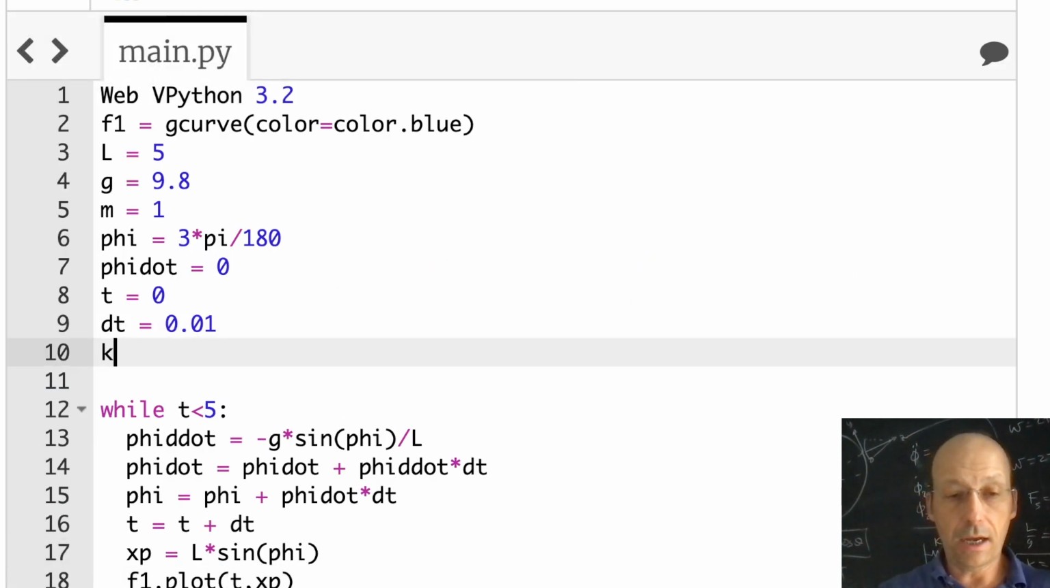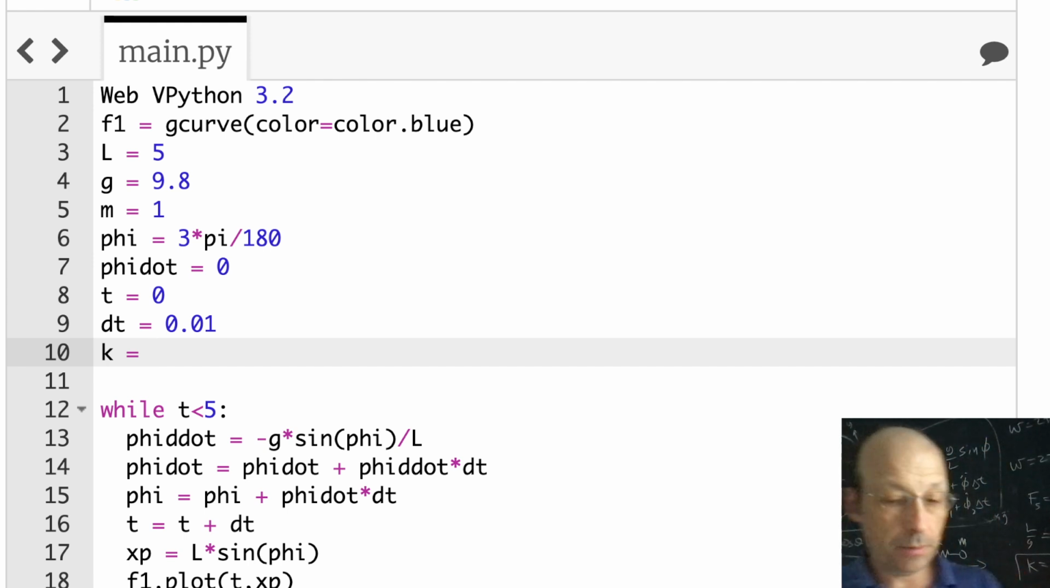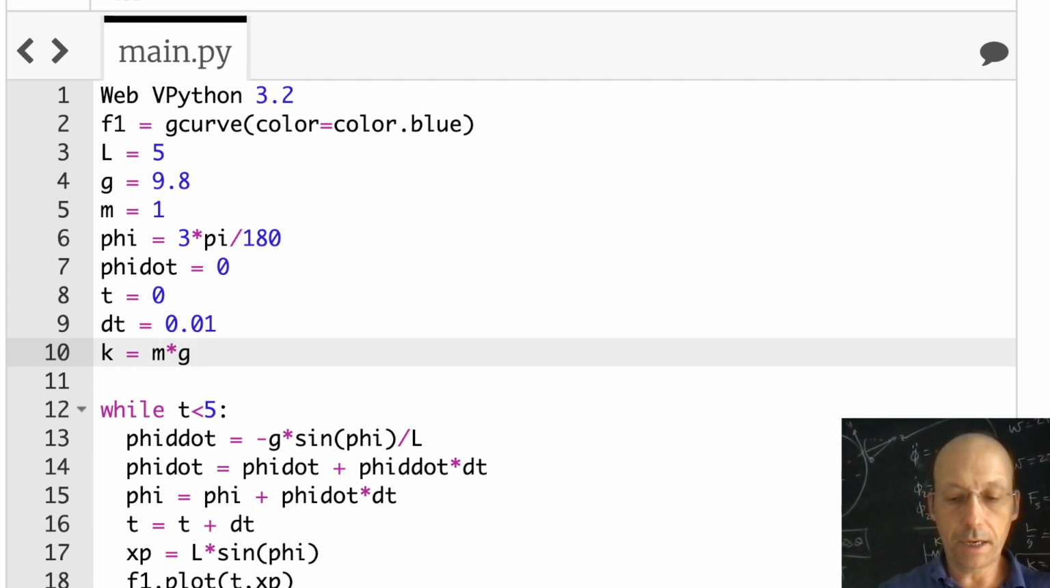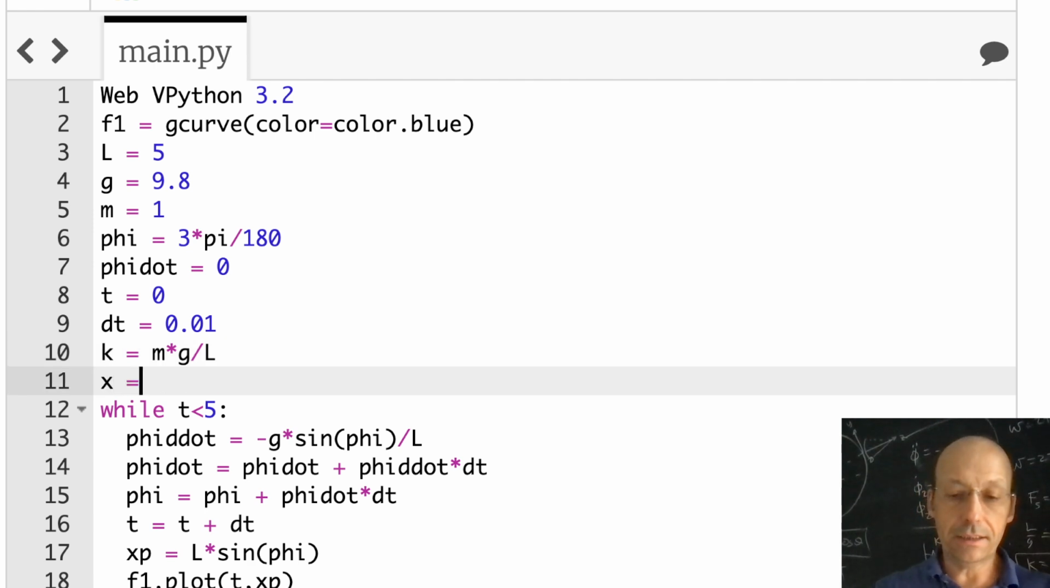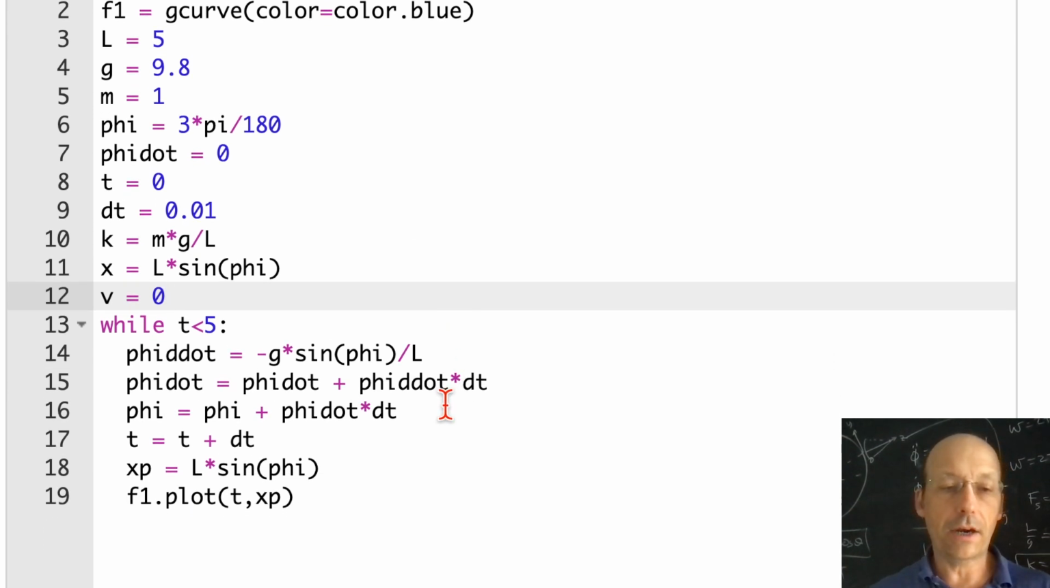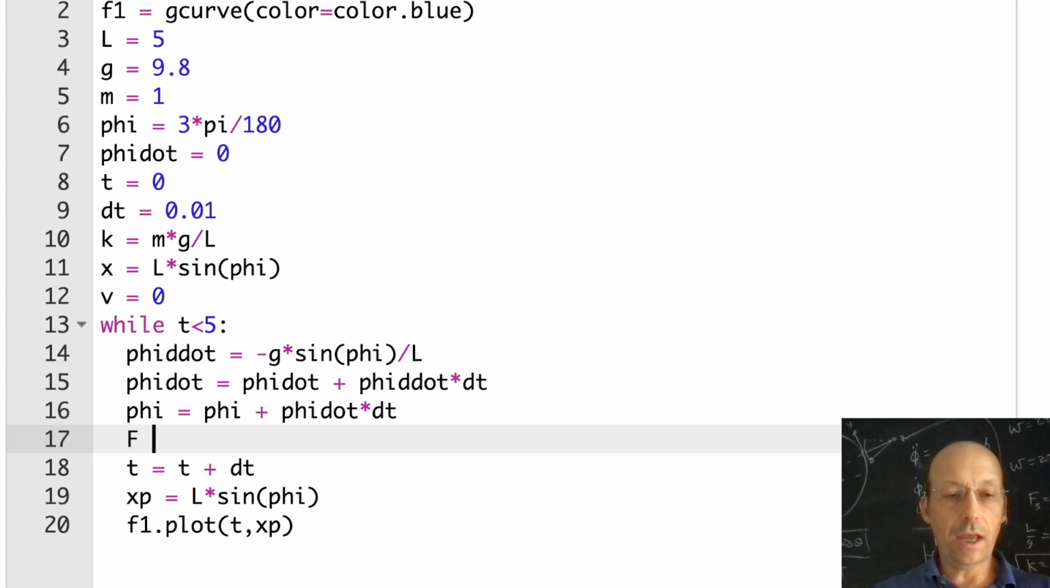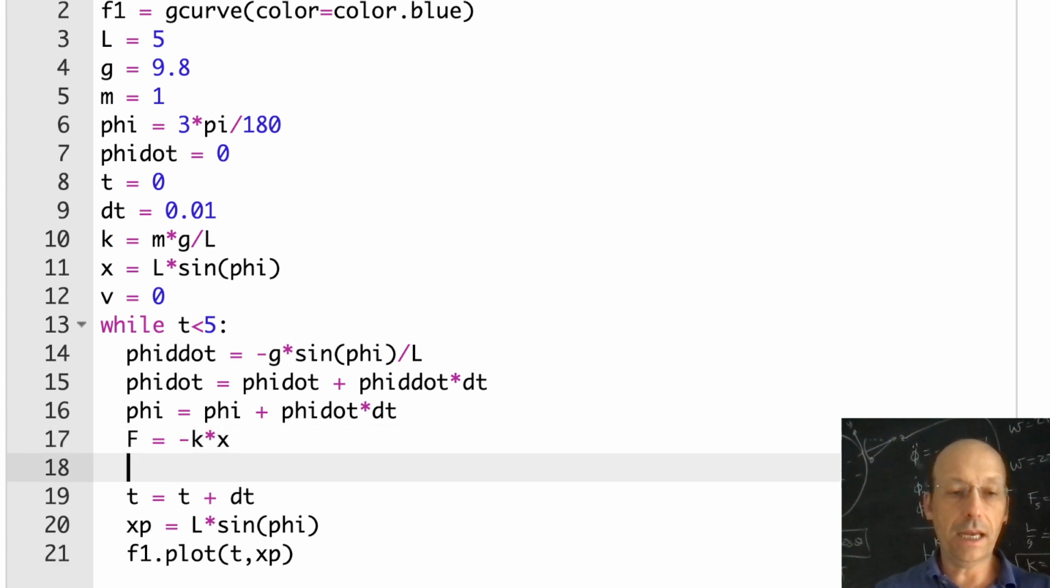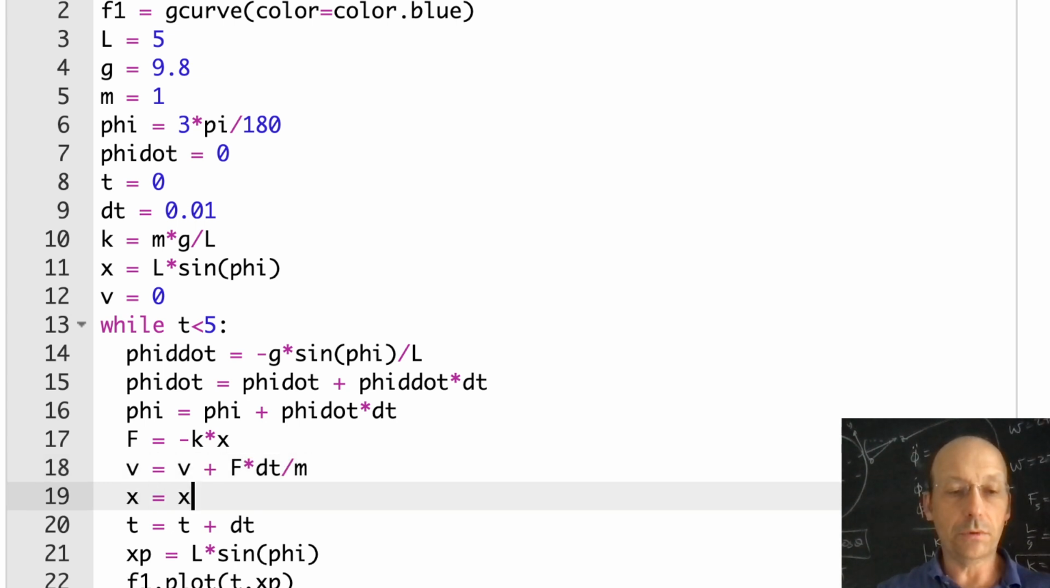I'm going to say k is equal to, what did I just say? m times g divided by L. And then I need x is going to be equal to, let's give it the same x value. So that's going to be equal to L times sine of phi. And then I need the initial velocity of 0. Okay, so then down here, I'm going to do my normal calculations. Let's do it right after this. So f is going to be negative k times x. v equals v plus f times dt divided by the mass. x equals x plus v times dt.